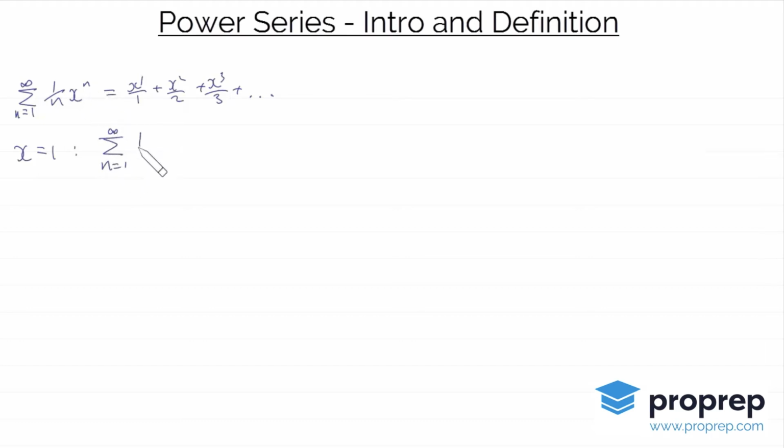1 to the n is just 1, so I get the sum of 1 over n, and if I write it out, it's 1 over 1 plus 1/2 plus 1/3 plus 1/4 plus and so on. And this is a specific series, not depending on x, and as a number series, which we've studied, there could be two possibilities, or actually three.